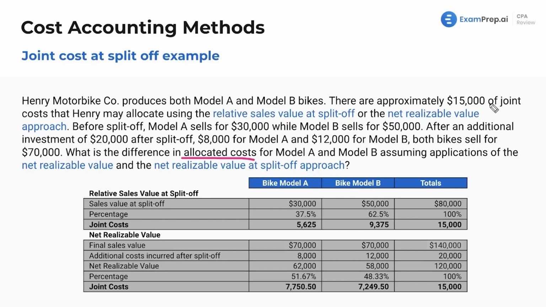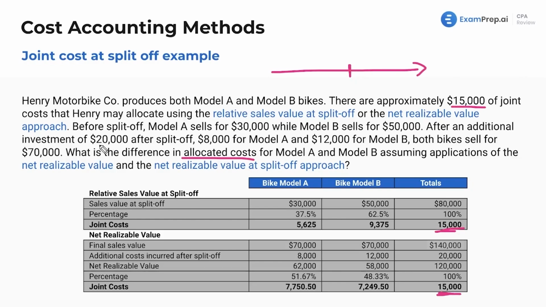Well, there's approximately 15,000 of split off costs. And you can see here in the explanation, we're allocating those split off costs, 15,000. That's how you get that we may allocate using the relative sales value at split off or the net realizable value approach. Before split off, Model A sells for 30,000 and Model B sells for 50. So here's another interesting point with split off and continuing manufacturing. Before that point in the production process, Model A sells for 30 and Model B sells for 50. However, we can actually invest a little bit more.